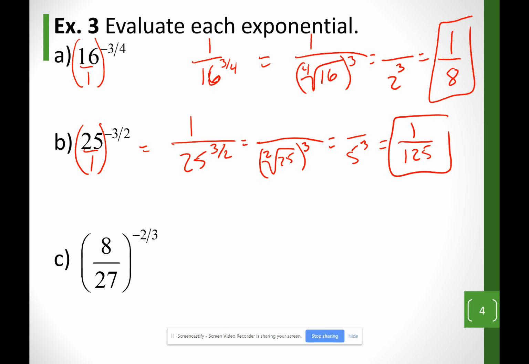Now, looking at example C, I'm going to flip this because of the negative sign. It's already a fraction. I'm going to flip this as 27 over 8, and each of them are going to have 2 over 3. So, for example, on the top, I'm looking at the cube root of 27 squared. At the bottom, I'm looking at the cube root of 8.